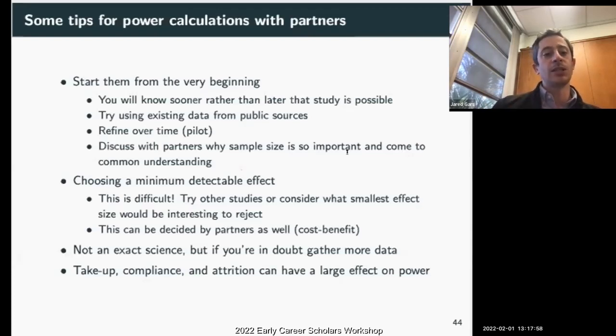And then it's always important to discuss with partners, and I run into this all the time, why sample size is so important and to come up with a common understanding. They might not understand some of these different trade-offs, and if they really want to detect an effect, it has to be sufficiently powered, because even if you do detect something and you don't have enough power to say whether it's true or not, then the value of your experiment goes down significantly.